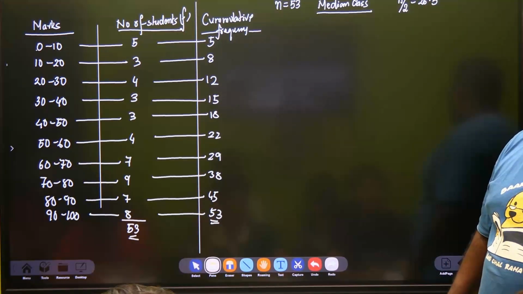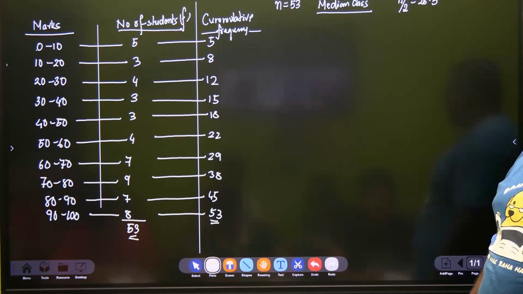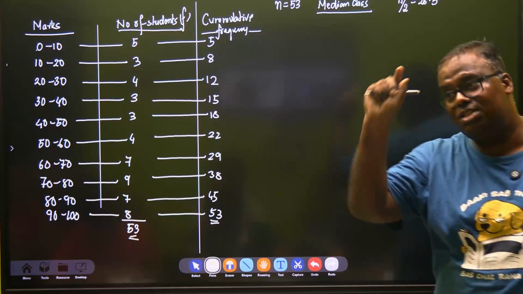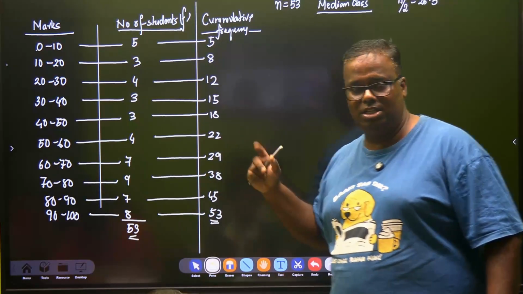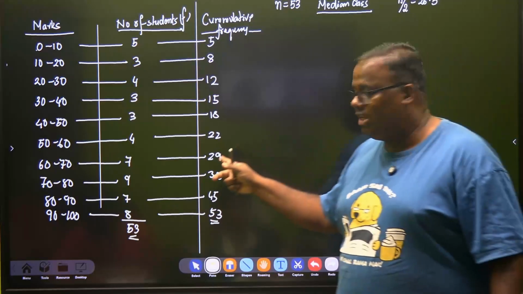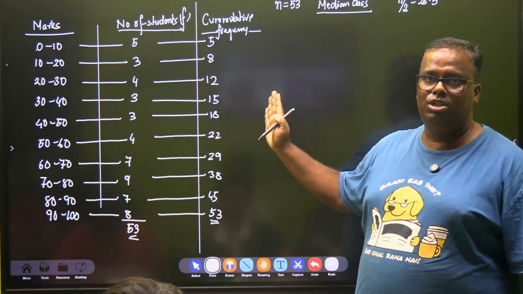Understood? That means child number 26.5, or in better language, child number 27. His marks is the median marks. But that child is hidden somewhere. Where is the child hidden? In 29. Have you understood this logic or not?